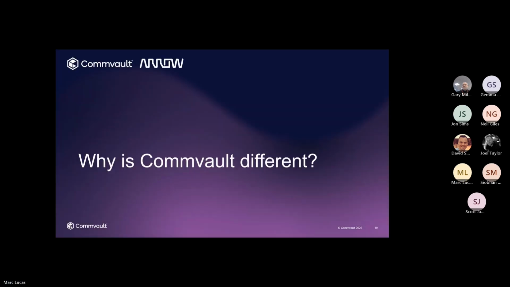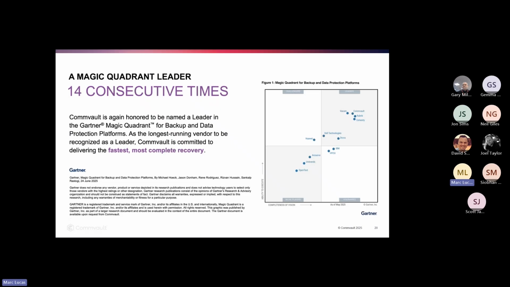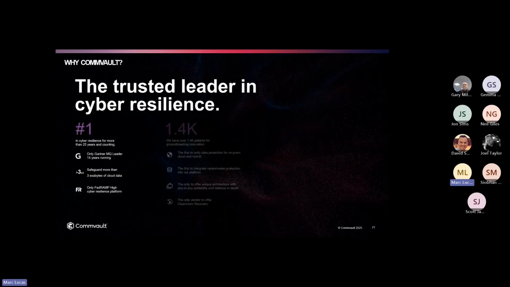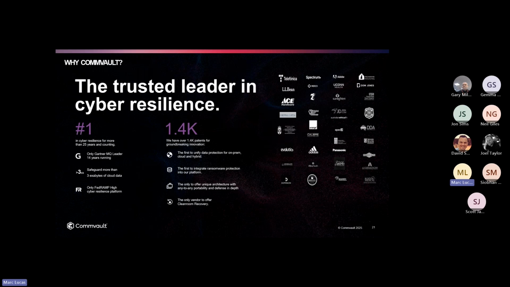So just to wrap things up then, what is it that makes Commvault different? And this has been announced, the latest Gartner Magic Quadrant report, and for the 14th consecutive year, and by the way, that means that we're in that Leaders Quadrant. We're also the longest running vendor to be recognized as a leader in the Gartner Magic Quadrant. So what tends to happen after the Magic Quadrant is published is a couple of weeks, sometimes a month or so after that's published, the Critical Capabilities report comes out.